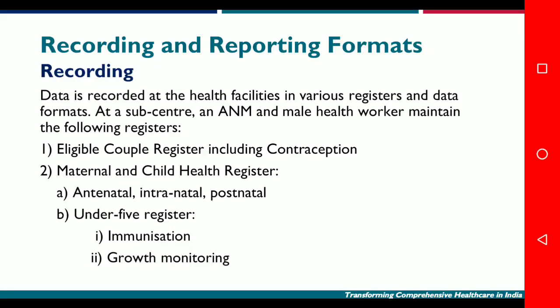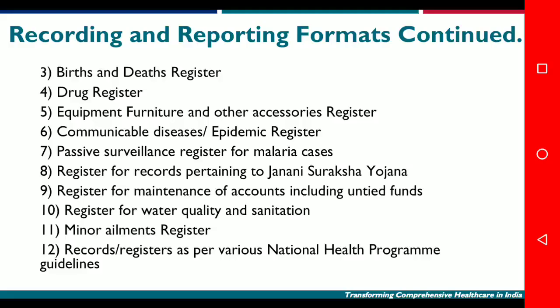And the under 5 register, meaning for the children, includes the immunization of every under 5 child. Growth monitoring, there is a growth chart that you have seen in the community, meaning up to 5 years of age, their height, weight, everything is presented or maintained in graph form at the PHC or the CHC levels. Birth and death registers are to be maintained. Drug registers are maintained by ANMs. Equipment, furniture, and other accessories register, meaning whatever instruments are used in the minor OTs, everything.